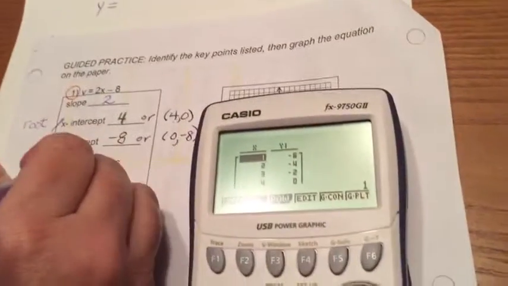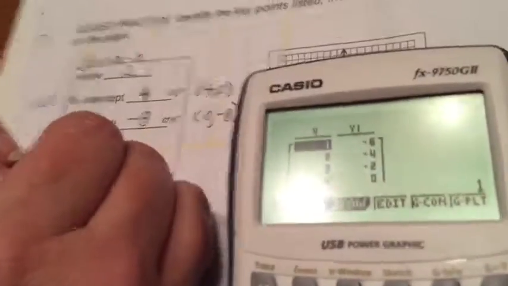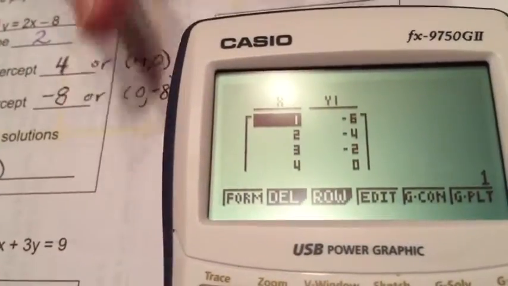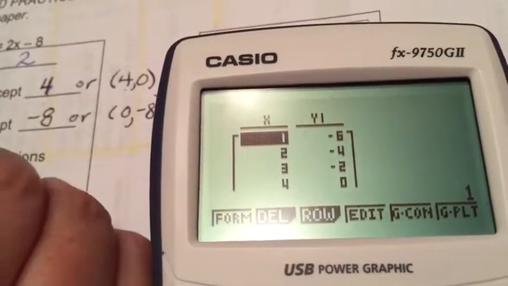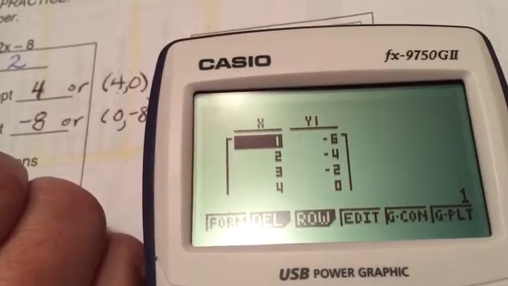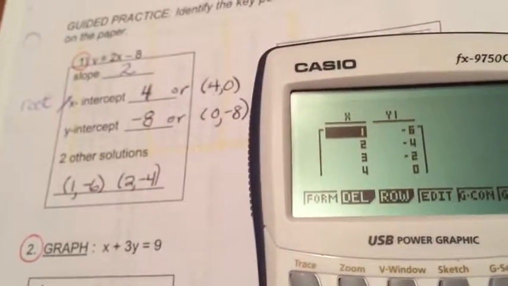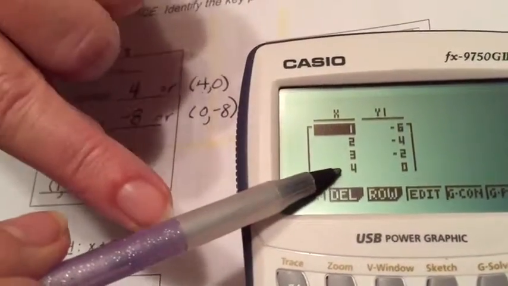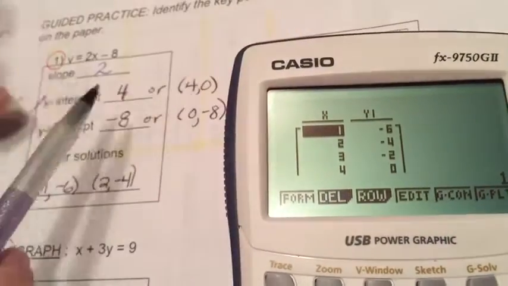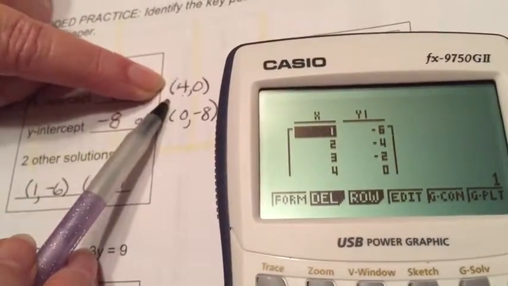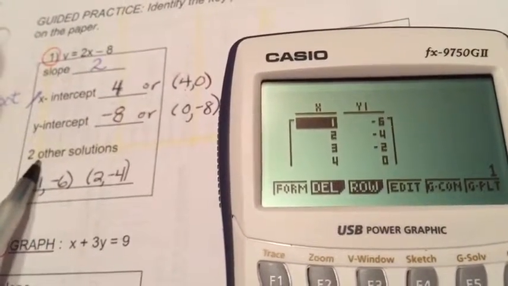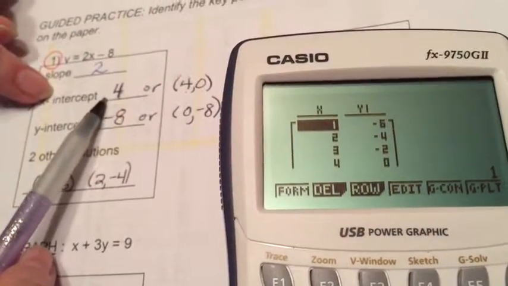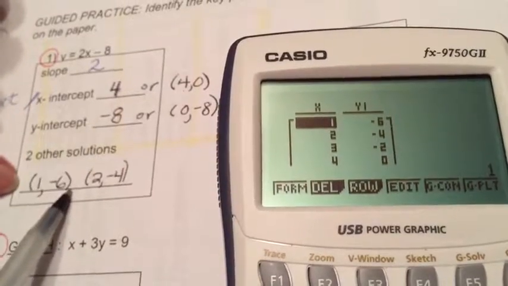So I'm going to use the first ones. There's no sense of looking for better ones. Those are pretty good. There's 1, -6, and then the other one is 2, -4. It doesn't matter which ones you pick. Now I'm not going to pick this last one, 4, 0, because I already have it up here. It's the same one here. I want 2 other solutions, 2 new ones. So now that I've got my x-intercept, my y-intercept, and 2 solutions, we're ready to graph it.